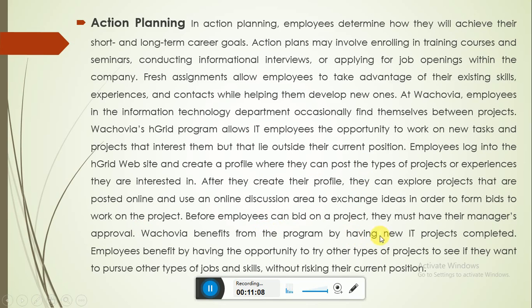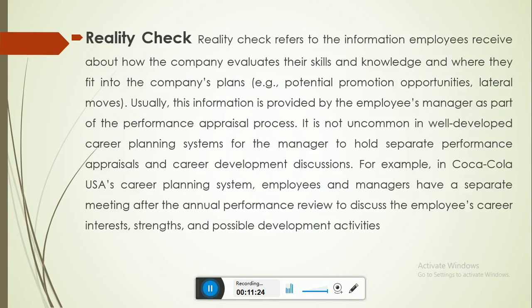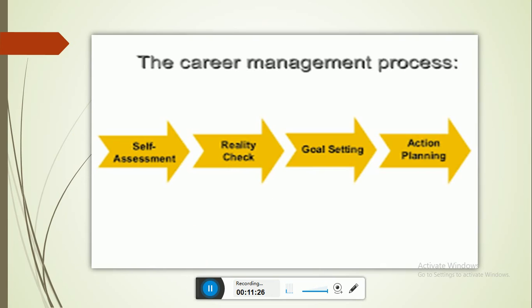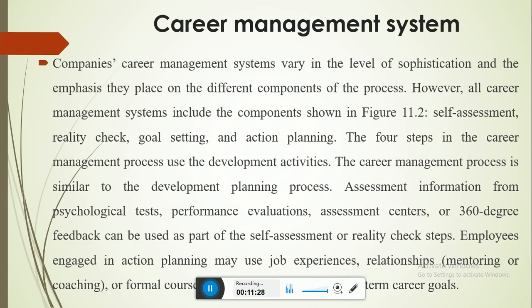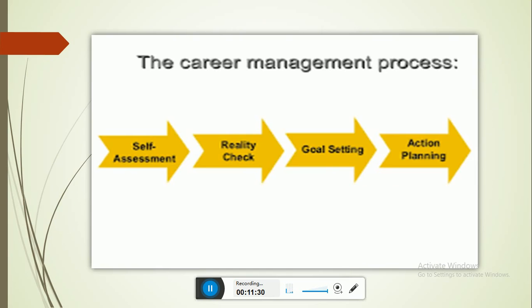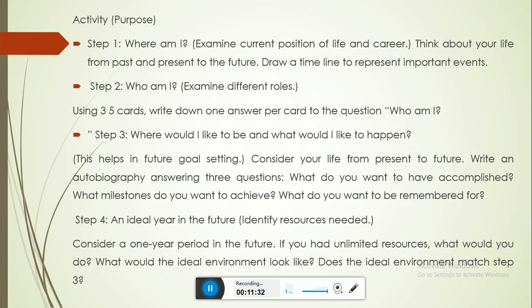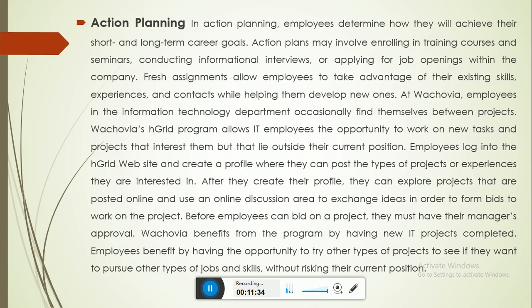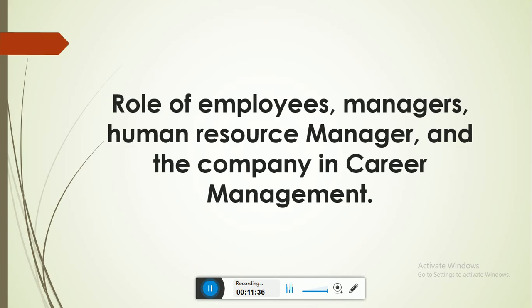The company achieves benefits from the program by having new IT projects completed. Employees benefit by having the opportunity to try other types of projects to see if they want to pursue other types of jobs and skills without risking their current position. So that's called action planning. These are the processes of the career management system. So companies are using different types.